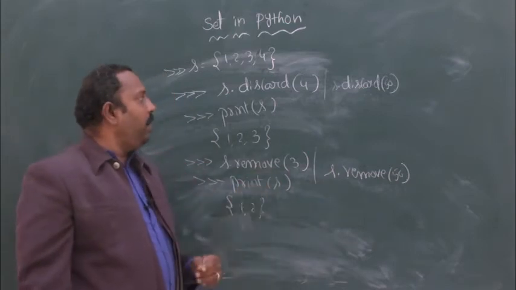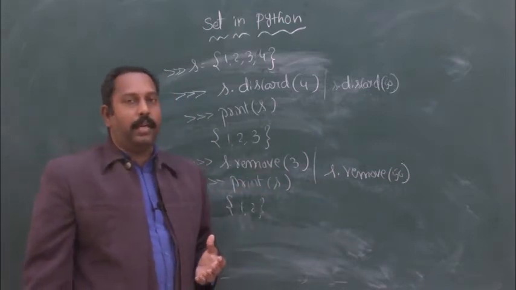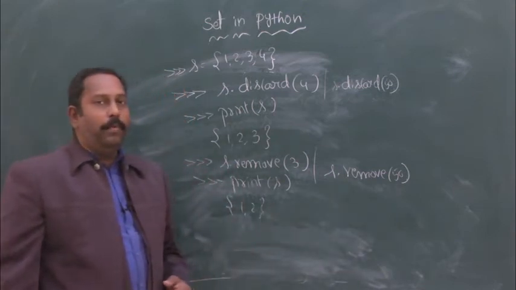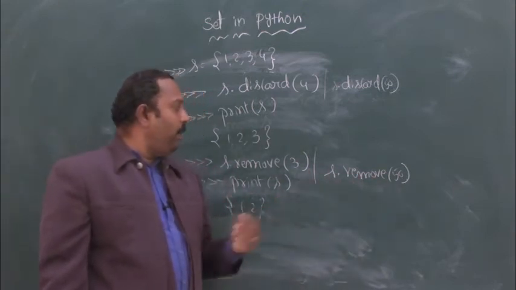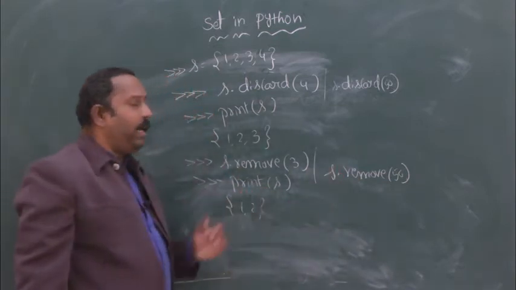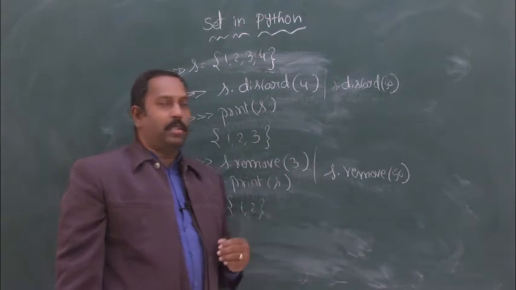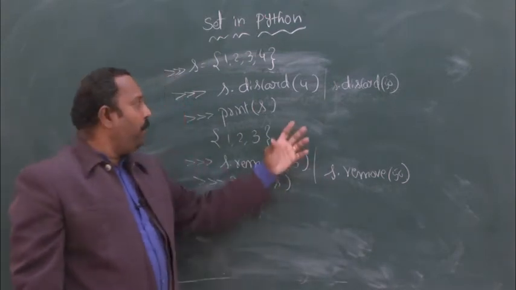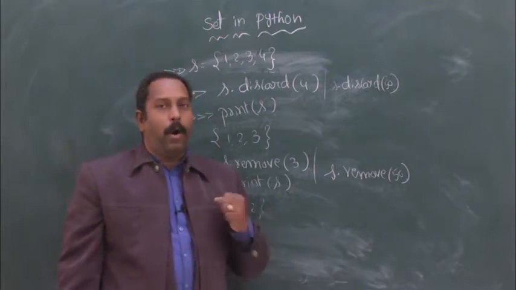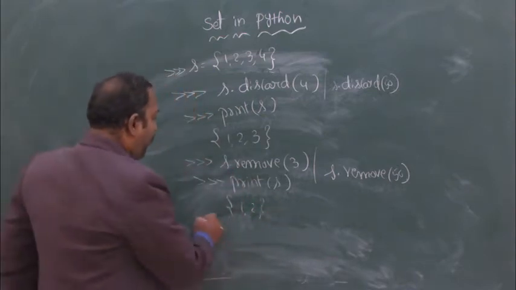So discard means if the item is not available in the set data structure, you won't get any error. But in the case of remove, if the particular object is not available in the set, then you will get an error. So that is the difference between discard and remove. Apart from these two, another method is also available, that is called the pop method.